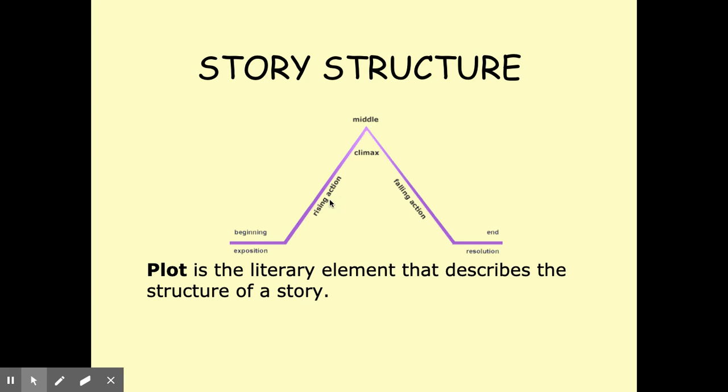You're going to have the rising action where things start happening. You meet the characters, you figure out what's going on. Then you're going to have the climax of the story in the middle, where things become really intense and there's some sort of conflict. After that, you're going to have the falling action where things slow down. And then you're going to have the end where the resolution occurs. This whole mountain is the plot. It's the description of the events in a story.